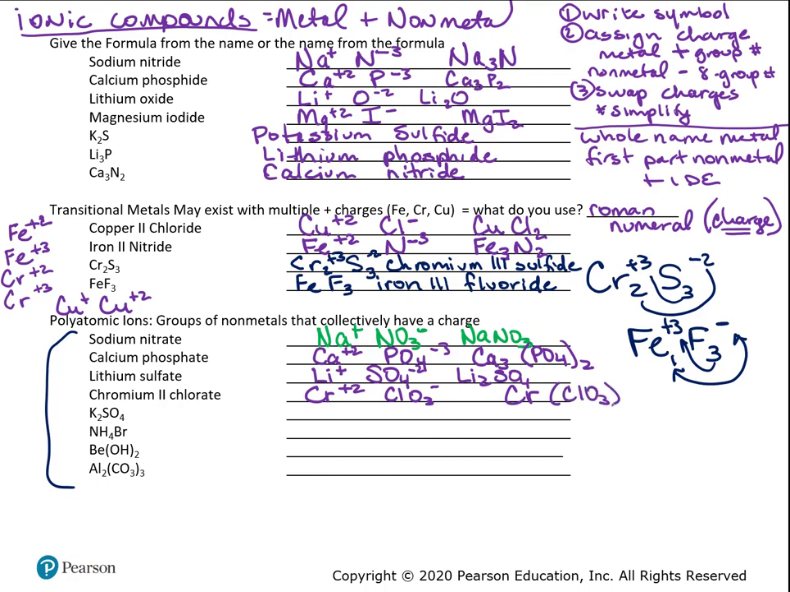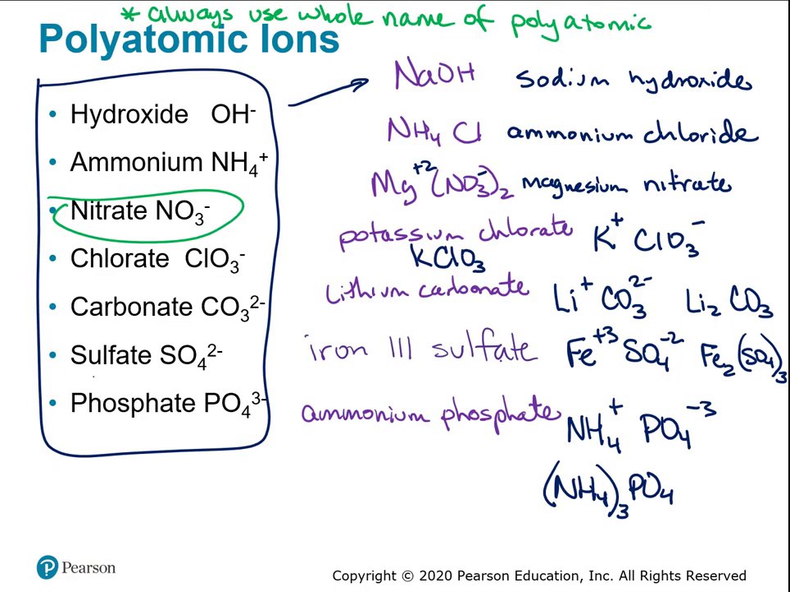So I write the whole formula for the polyatomic, put the parentheses, and then put the number outside, which is the number of those polyatomics. Those ones require a little more, like, okay, I gotta do this and I gotta do that. But like I said, on your note card, those are going to need to be listed, and maybe an example of name to formula and formula to name for yourself.